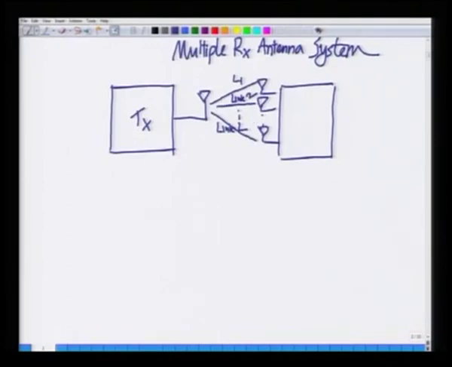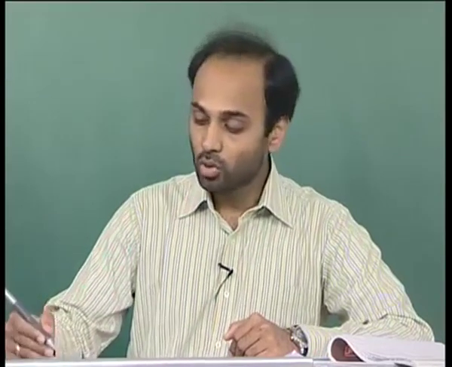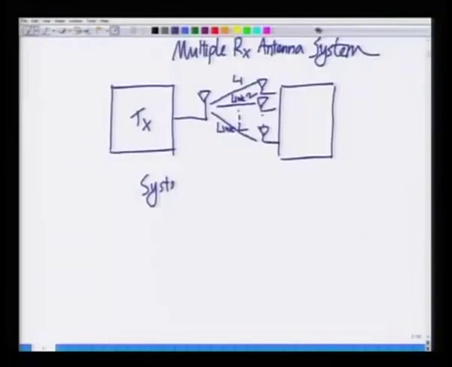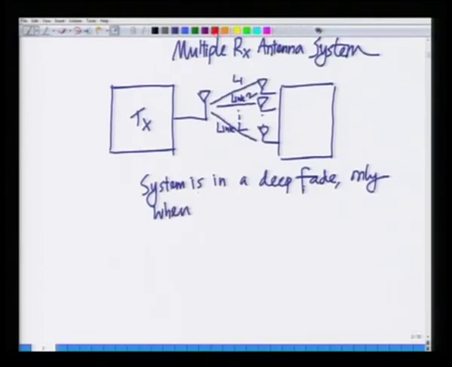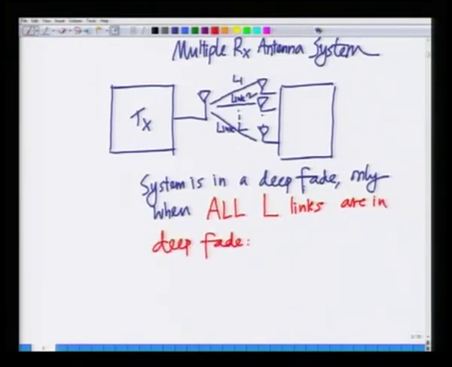All right. Now, this channel is in a deep fade only if all the L links are in a deep fade, because look at this, if only link L1 is in a deep fade, then I can communicate through link L2, L3, so on up to link L. If two of the links are in deep fade, then I can communicate through the rest of the links. So, this system is in a deep fade only when, and let me write this clearly, all L links are in deep fade. That is, for this system to have a high bit error rate, link 1 has to be in a deep fade, link 2 has to be in a deep fade, and so on and so forth, link L has to be in a deep fade simultaneously.